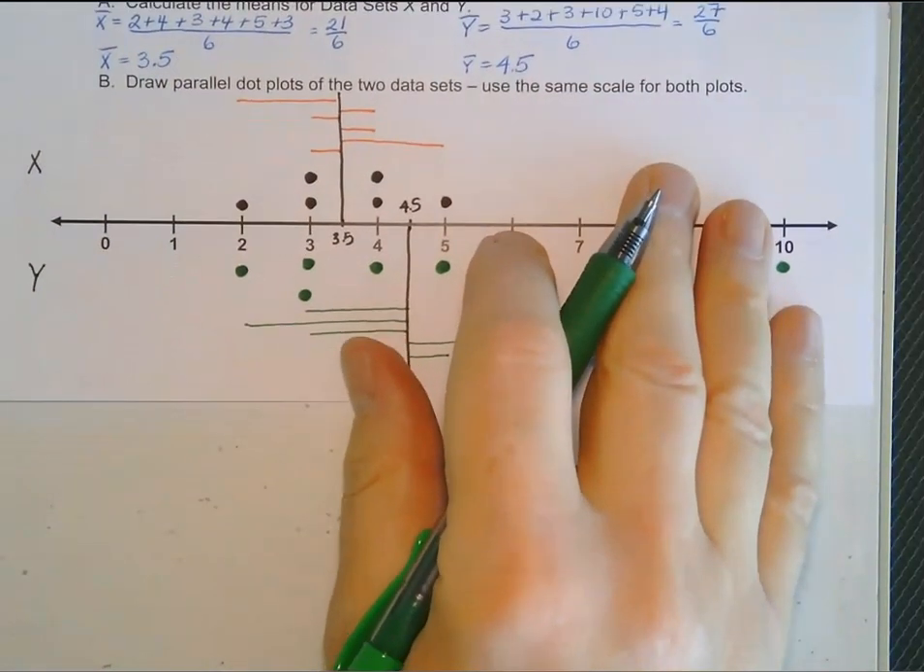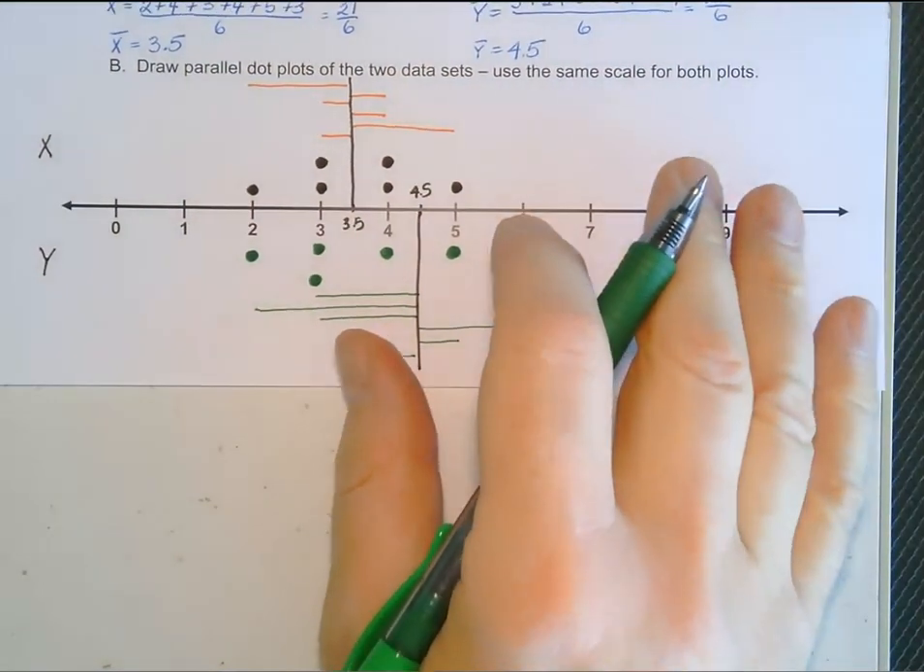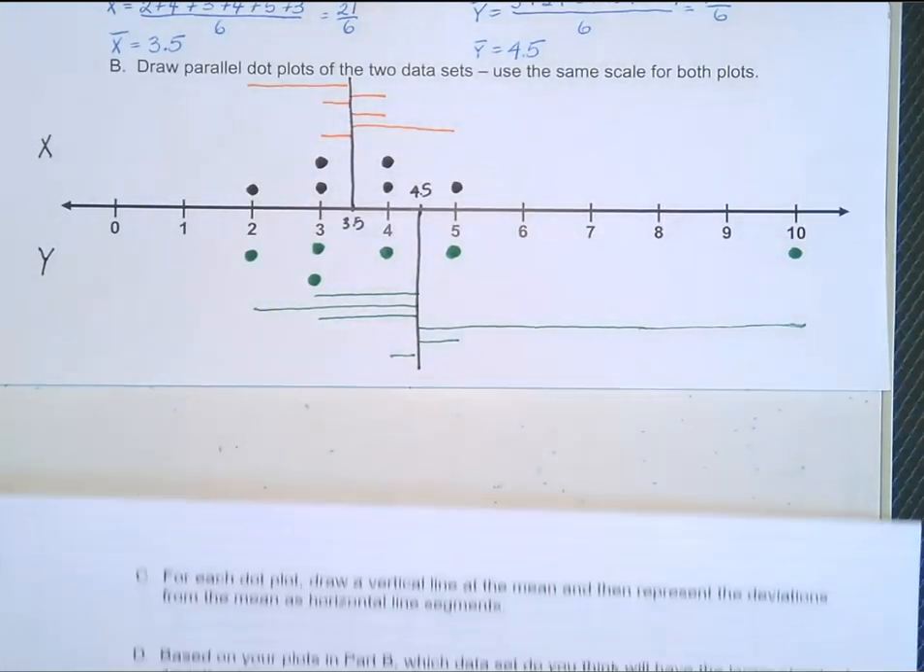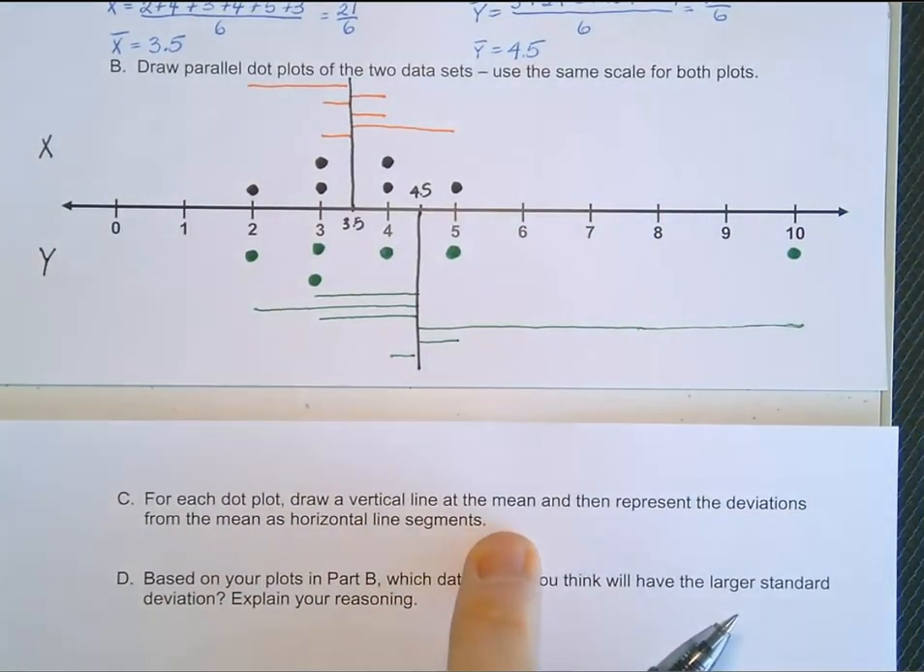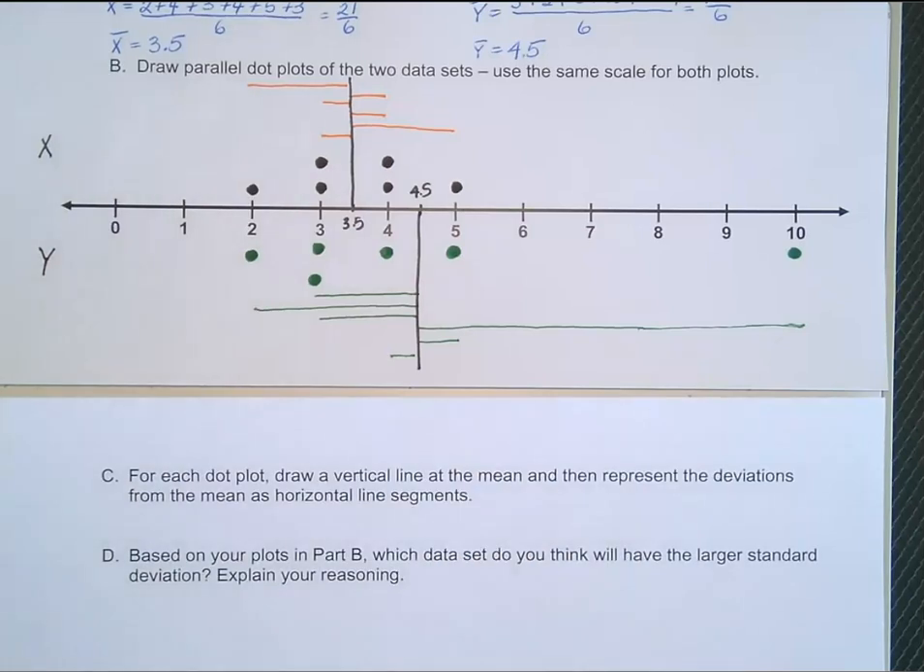Okay, I'm going to put that up here. There we are. So that's what they were asking for in C. Are you guys cool with that? Doesn't it give you kind of a nice visual of how far it deviates from the mean?